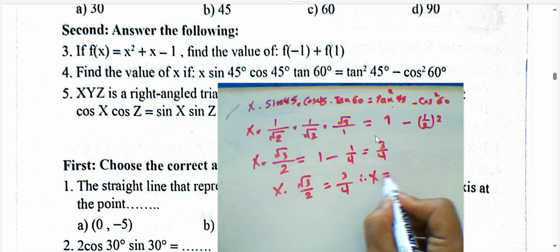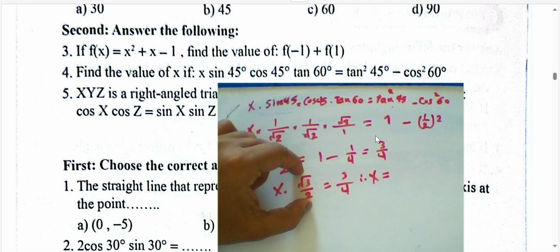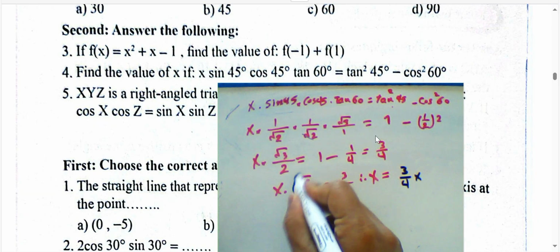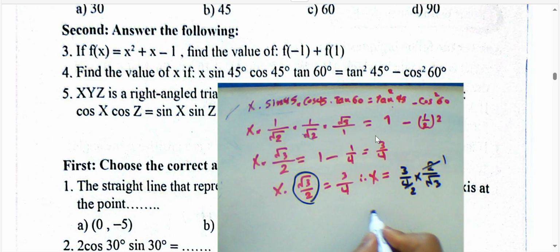Then you can simplify it by writing 3 over 4 product by the reciprocal of this fraction. Okay, write 3 over 4 product by the reciprocal of this number here, 2 over root 3. You can simplify, divided by 2: 4 divided by 2 equal 2, 1 times 3 equal 3, 2 times root 3. The value of x.